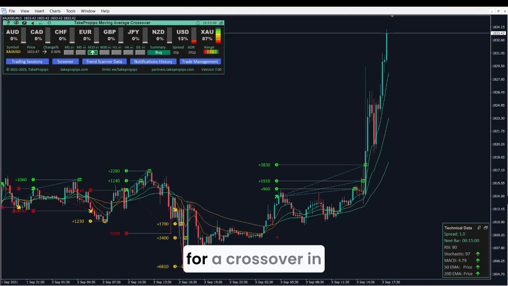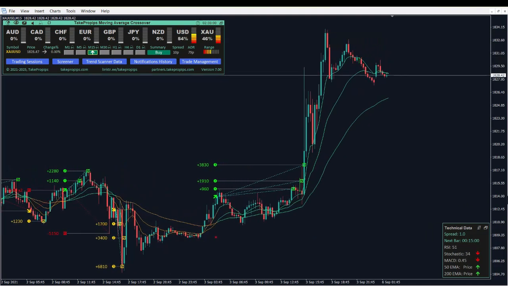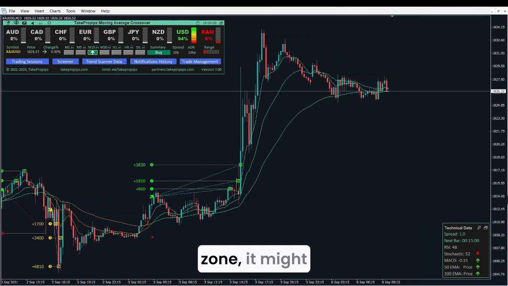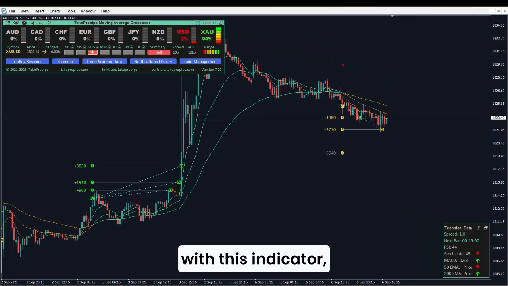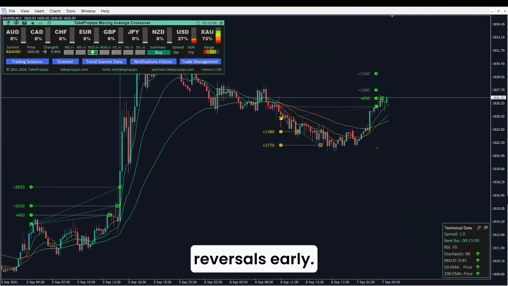But here's the kicker. Traders often wait for a crossover in these regions before pulling the trigger. So if you see %K crossing below %D in the overbought zone, it might be time to sell. It's all about timing with this indicator, and when used right, it can help you catch reversals early.